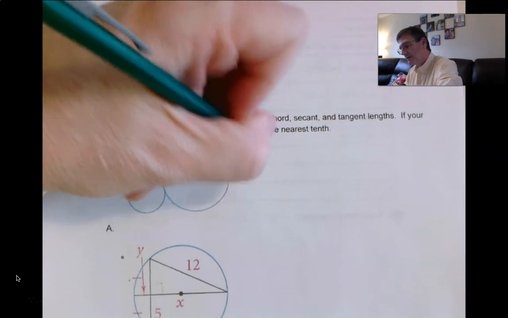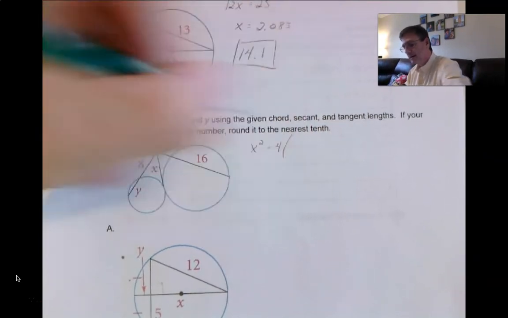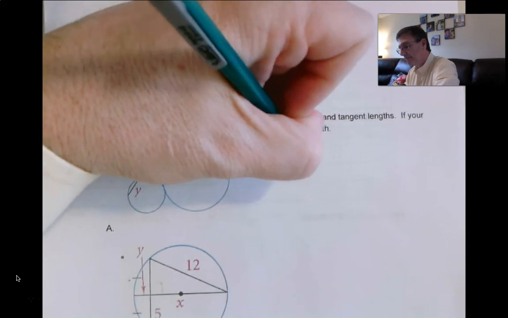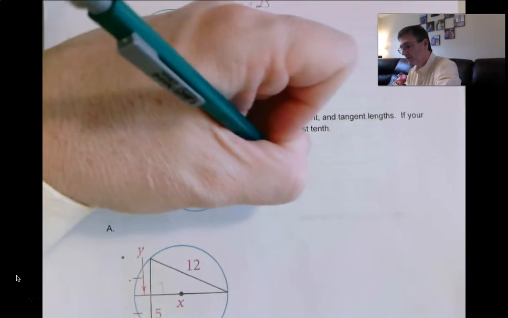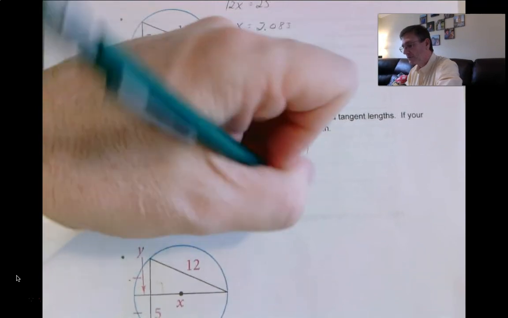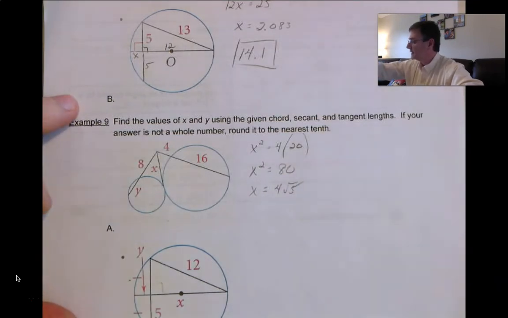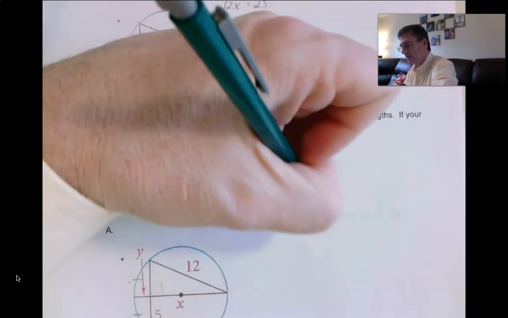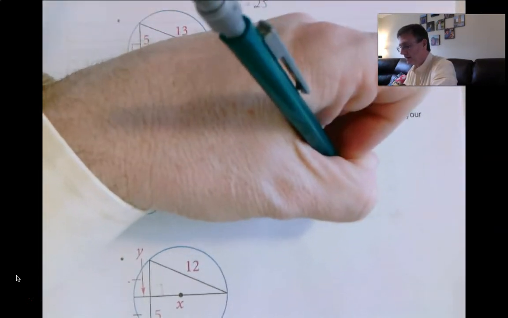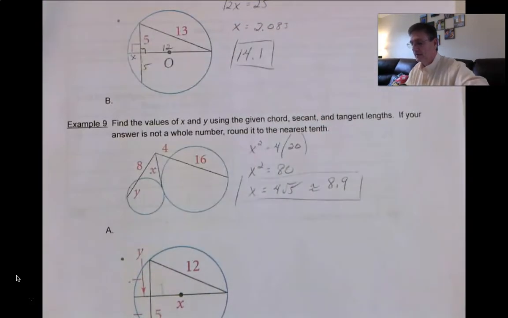So x squared is equal to 4 times 4 plus 16, which is 20. x squared equals 80. x equals 4 square root 5. And we're going to round that to the nearest tenth, which we did earlier. I think it was 8.9. Yep. So it's approximately equal to 8.9. So that's x. We're going to use that to find the value of y.